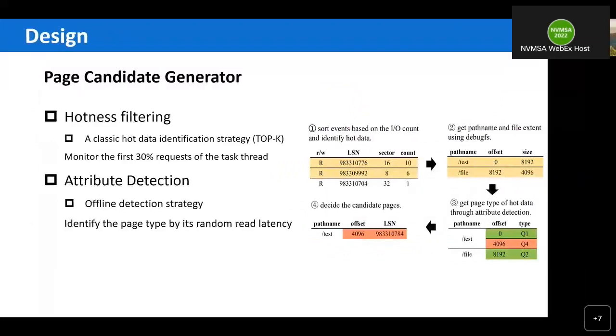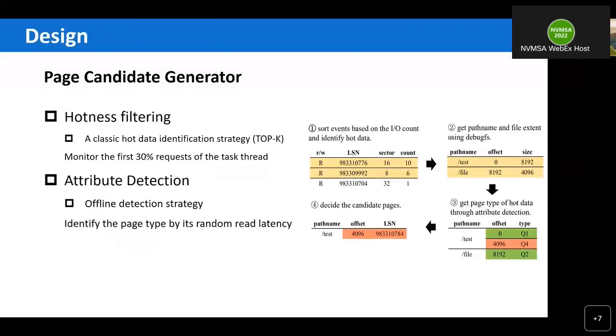Here is the page candidate generator. First, migrating all data will not always bring the best results. This is because it may introduce serious read-write conflict problems. To minimize the migration traffic, LAPM only migrates the hot data. Therefore, the hot data identification strategy is critical to LAPM.